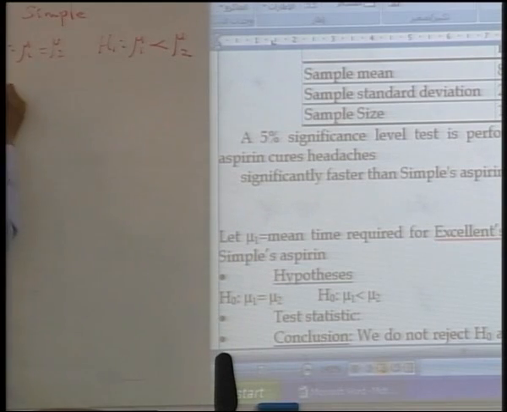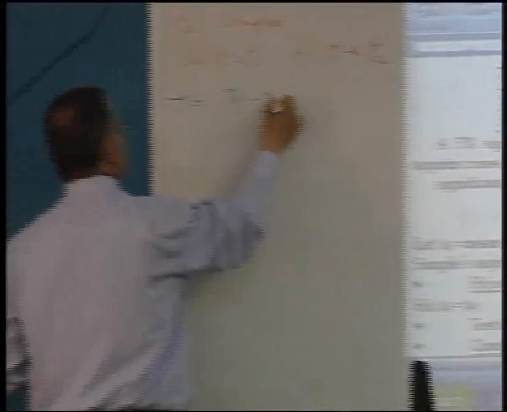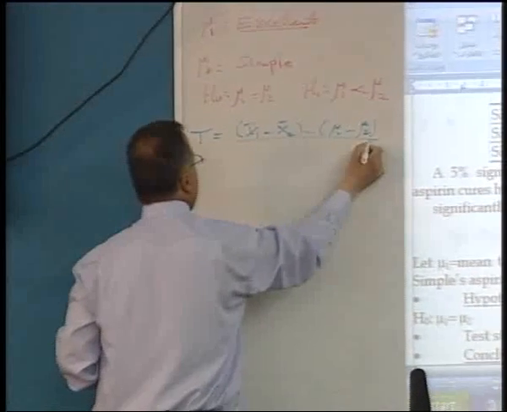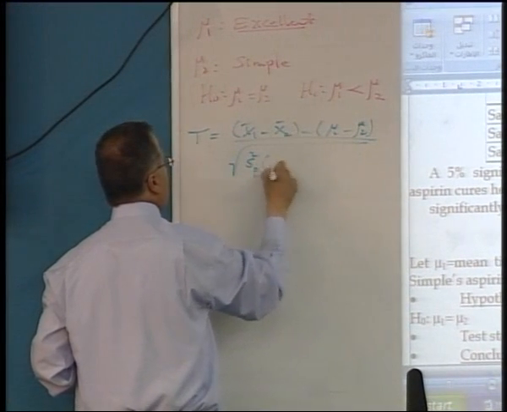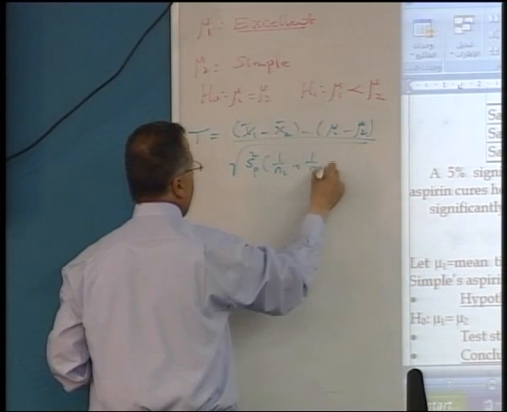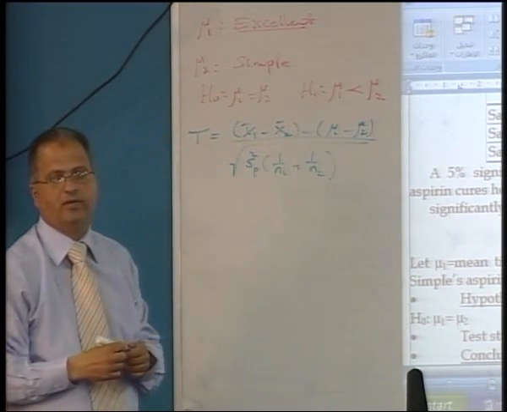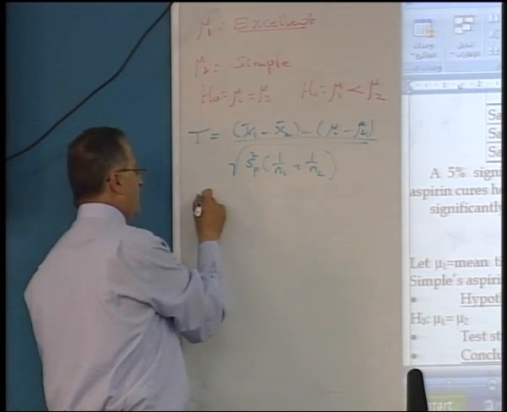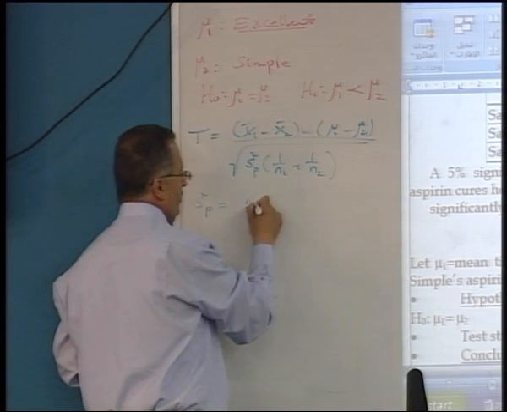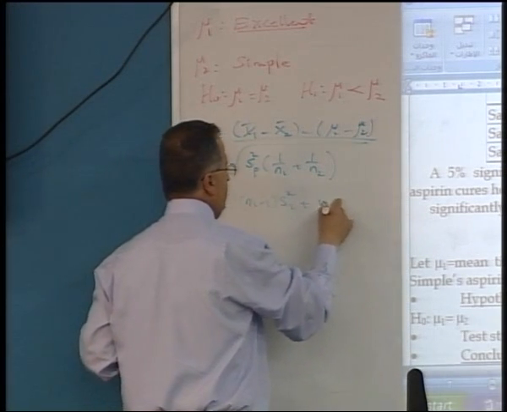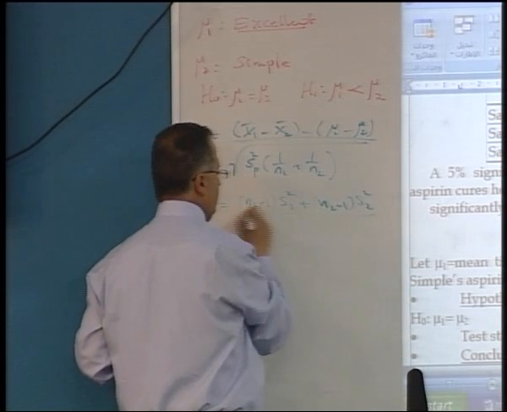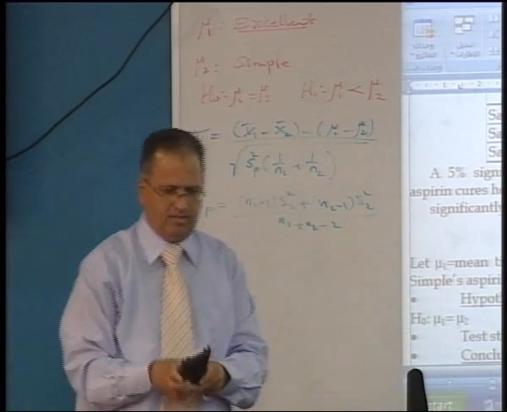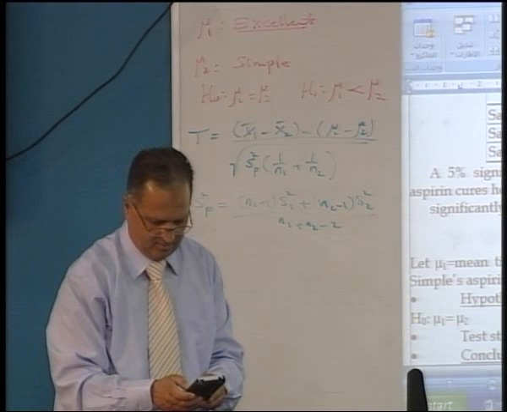We are going to use T. T is x1 bar minus x2 bar minus the difference between the two population means, divided by the square root of S squared p times 1 over n1 plus 1 over n2. S squared p is n1 minus 1 times s1 squared plus n2 minus 1 times s2 squared, divided by n1 plus n2 minus 2. Now, a simple calculation will give the following results.